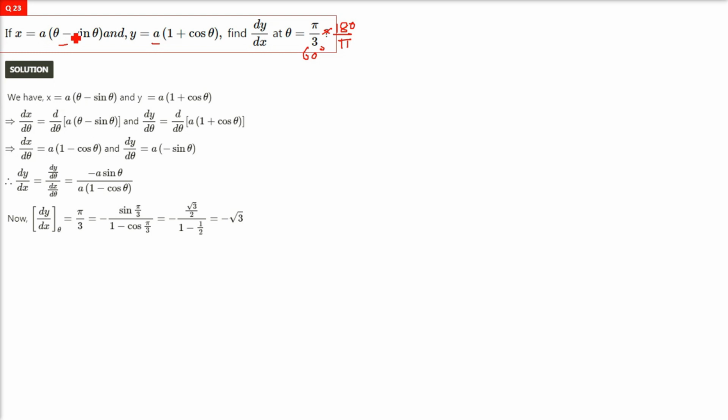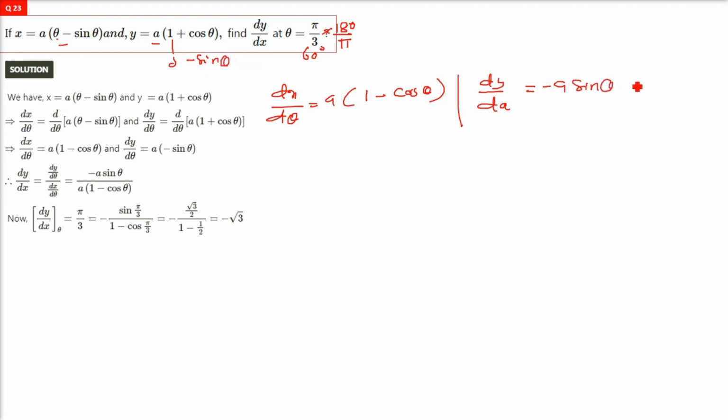Dx by d theta is equal to a, theta is 1, sin theta will be cos theta. So a(1 minus cos theta) it will be. And then dy by d theta will be, a you can take common, 1 plus cos theta. So 1 is 0, cos theta is minus sin theta. It will be negative a sin theta.